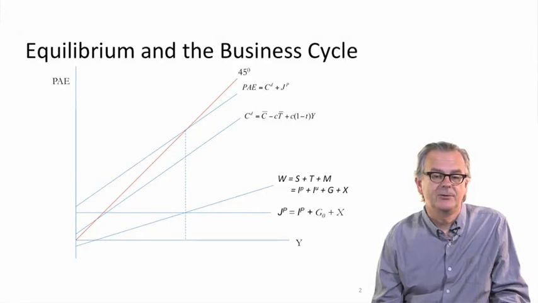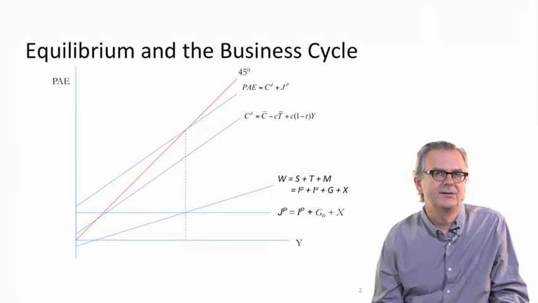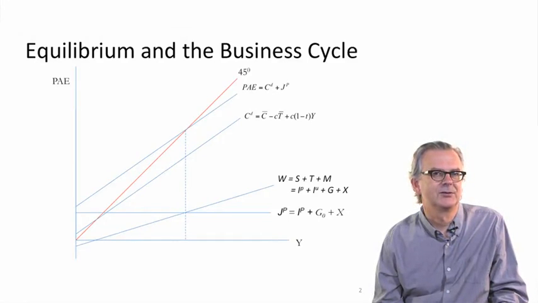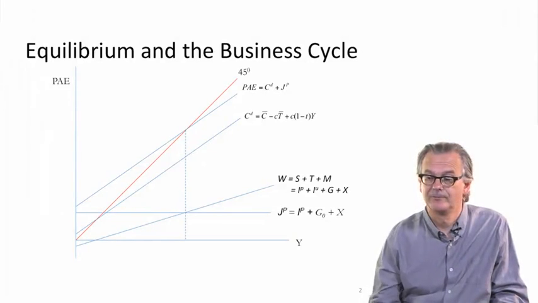What I now want to do is address the question, how does this relate to the business cycle? Or more precisely, how does this relate to the creation of output gaps? Remembering that an output gap is a situation where the economy's actual GDP differs from the economy's potential GDP.